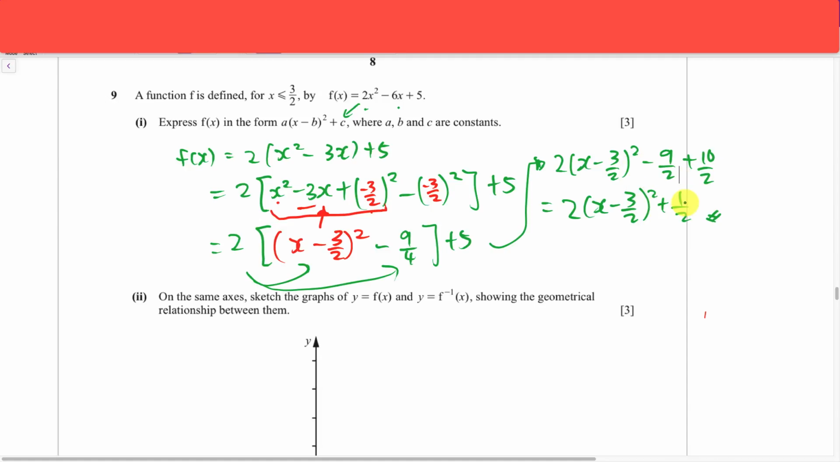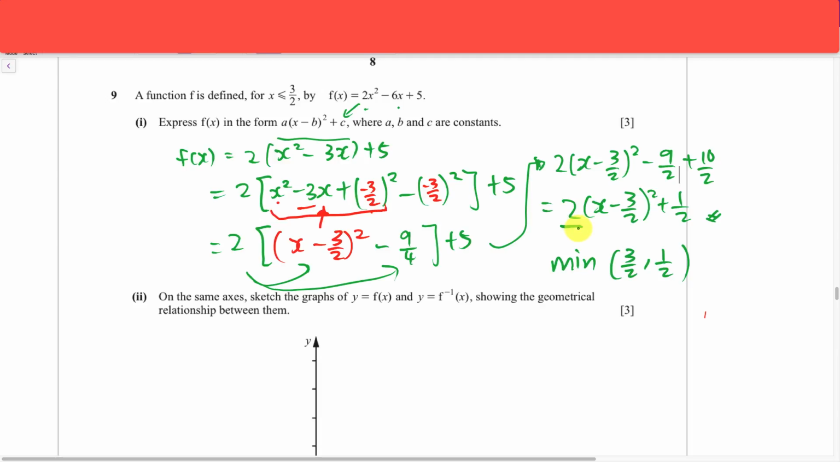Alright, so it lives in this pattern, exactly. So from here, after you have done the completing the square, you should know this will give you your minimum coordinate, which is 3 over 2 and a half. Alright, at least you should get some information. How do I get this minimum?